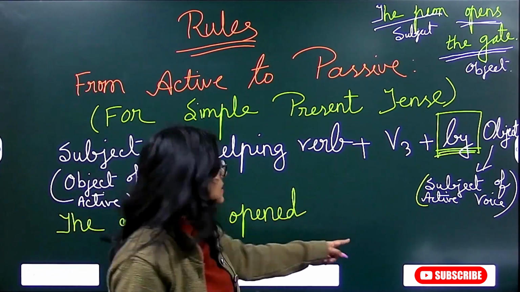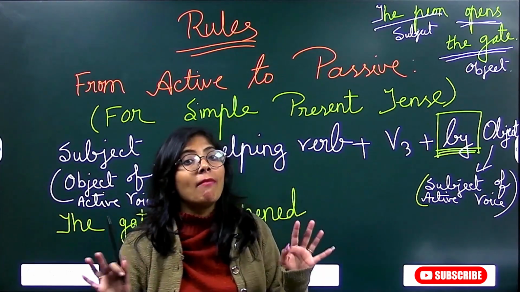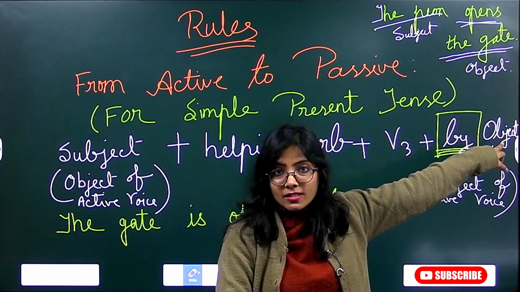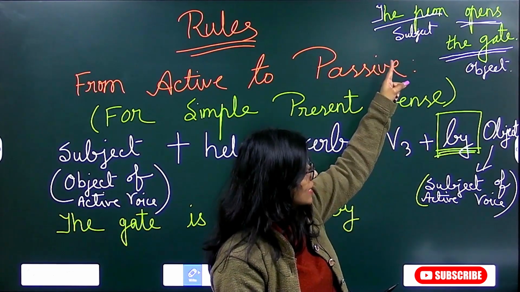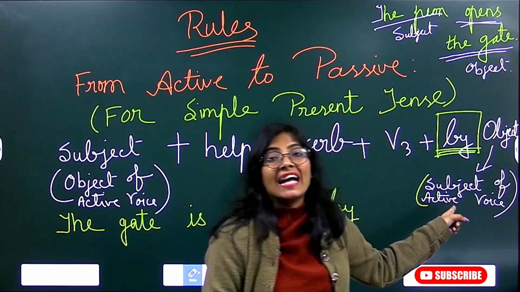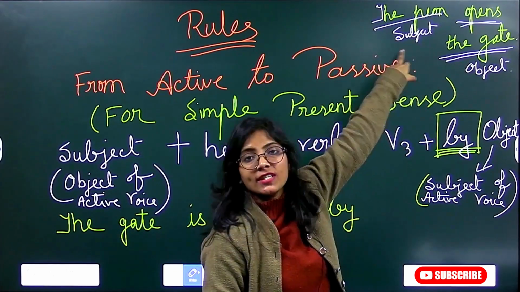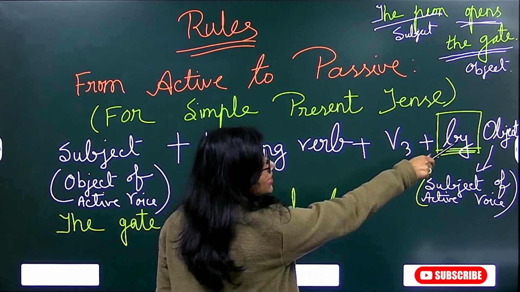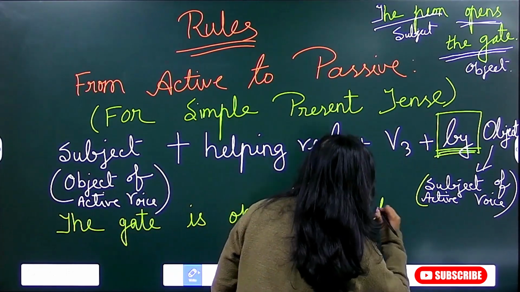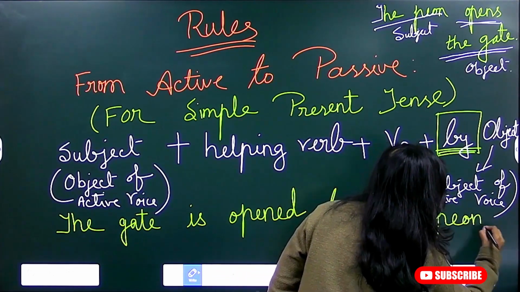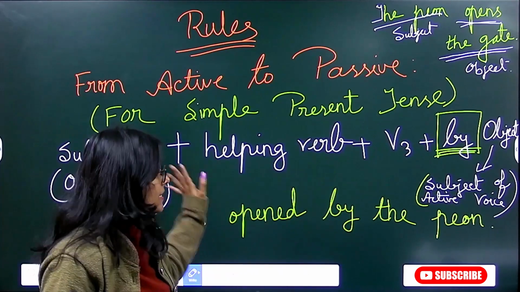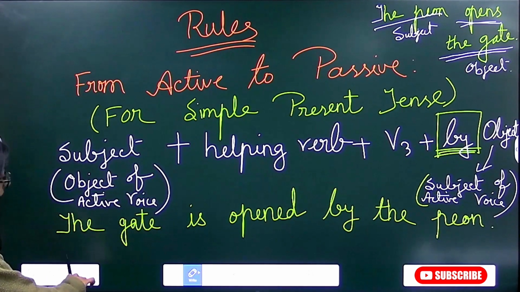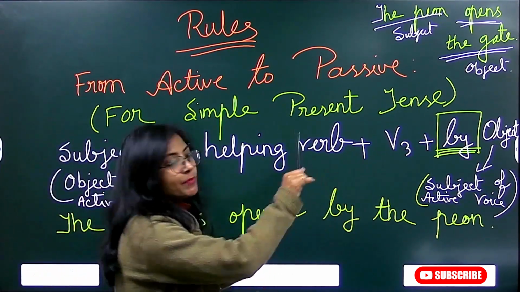The gate is opened. Now comes by of the voice, by whom is the work being done? By. Last but not the least, the object. Now who will be the object? The subject of the active voice. So in this active voice, who was the subject? As I have already marked for you all, the peon, right? So after by comes the peon, by the peon, okay? Full stop. So this is our conversion from active voice to passive voice, right? The gate is opened by the peon, right?